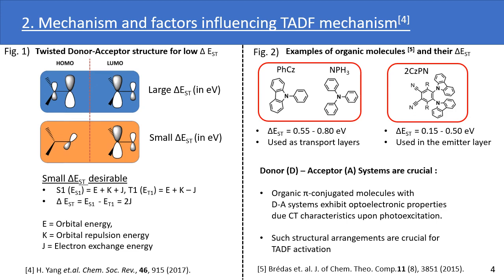If the electrons and holes are localized on the same fragment, then we classify them as a local excited state, and if they are localized on different fragments, then we identify them as a charge transfer state. In this respect, we show three molecules in figure 2 with low and high singlet triplet gap. PhCz and NPH3 are used as transport layers in OLEDs and have a high singlet triplet gap in comparison to the 2CzPN molecule, which is basically an emitter molecule with a singlet triplet gap between 0.1 and 0.5 electron volts.